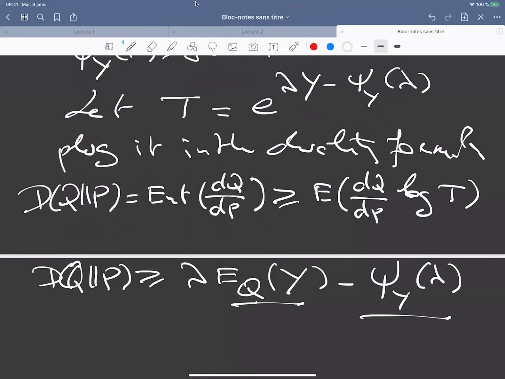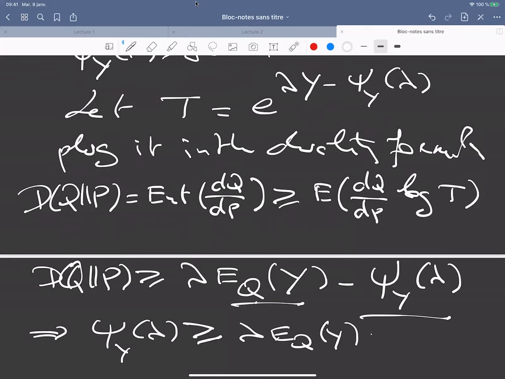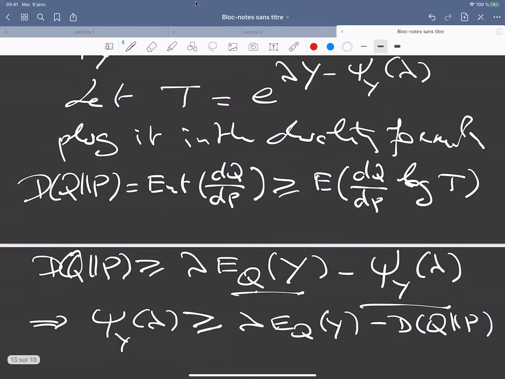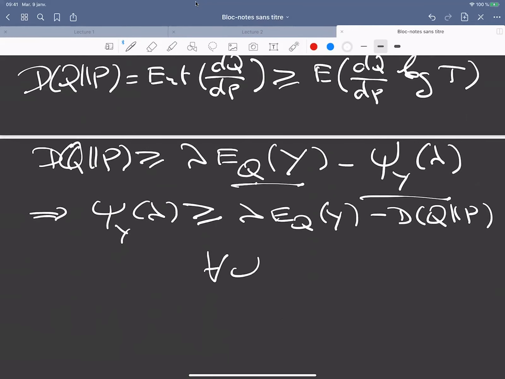So you get this. And this gives you exactly the thing that you want, because this implies that psi y of lambda is always greater than lambda expectation minus the relative entropy. And this is true for all q.